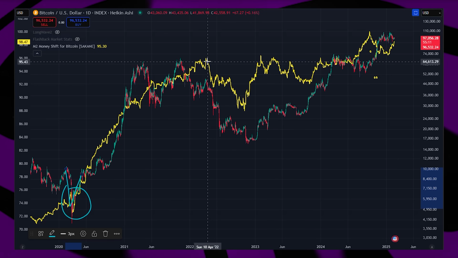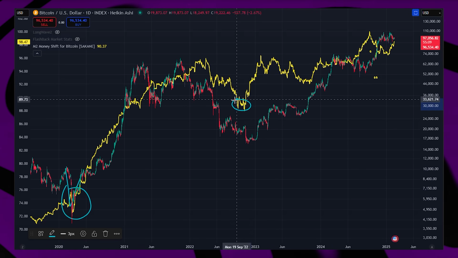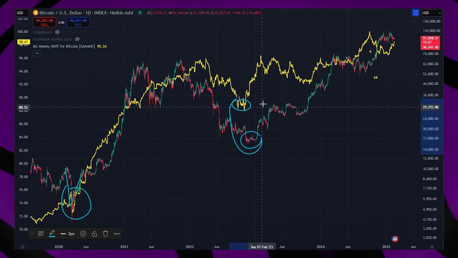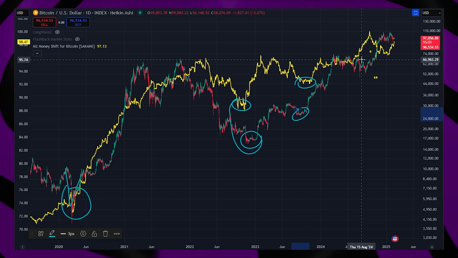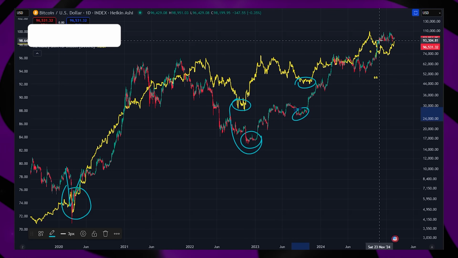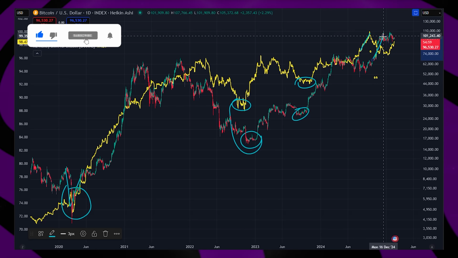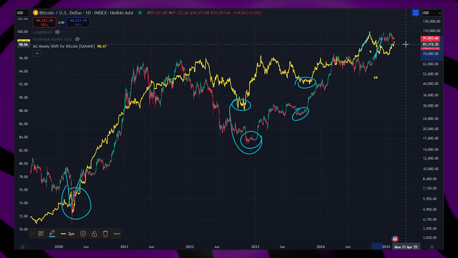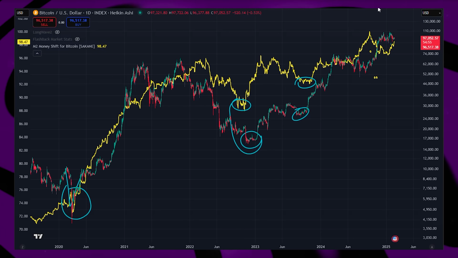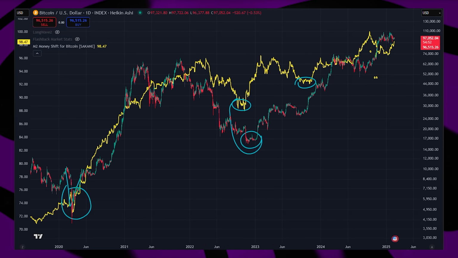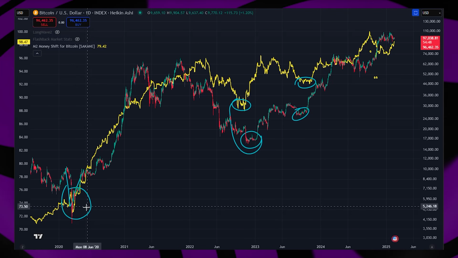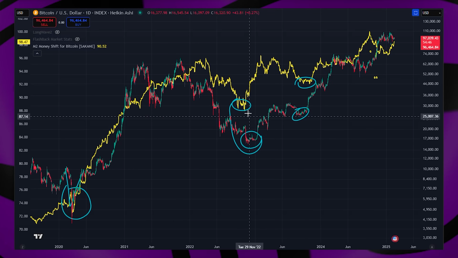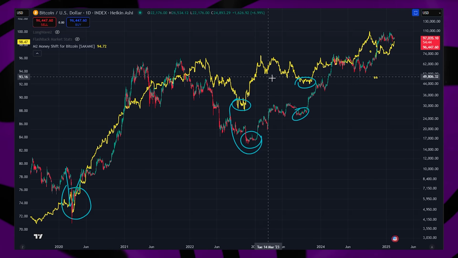The M2 money supply represents the total amount of liquid money circulating in an economy, including cash, checking deposits, and easily accessible savings. When central banks increase M2, they inject more liquidity into the financial system. And historically, Bitcoin has reacted to these shifts with a delay of around 70 days. This means that by analyzing M2 trends in advance, traders can potentially anticipate Bitcoin's future price movements before they happen.